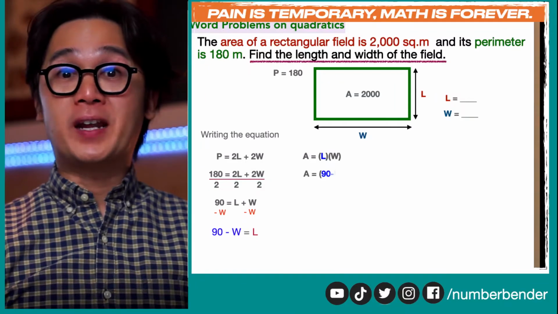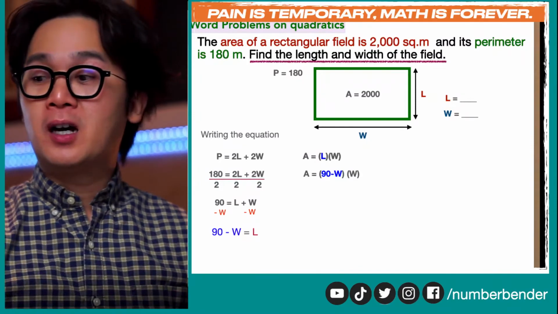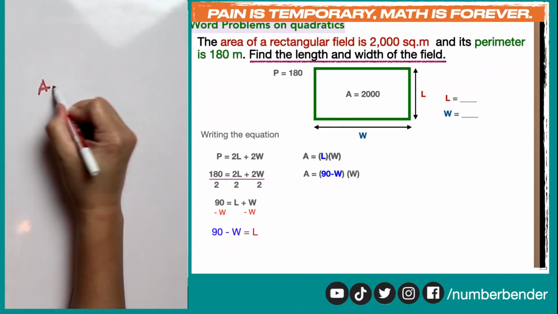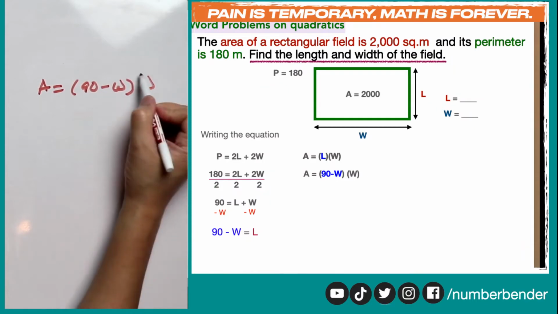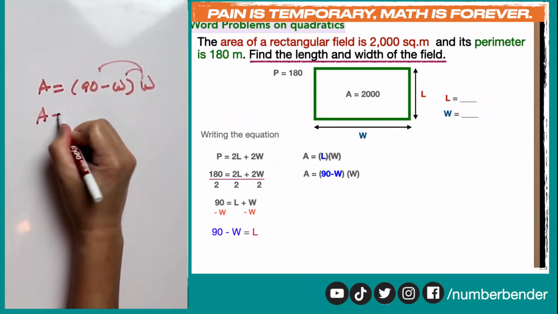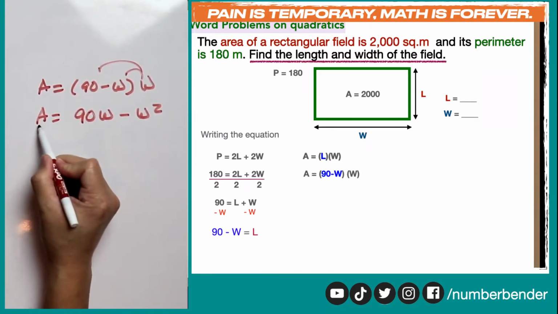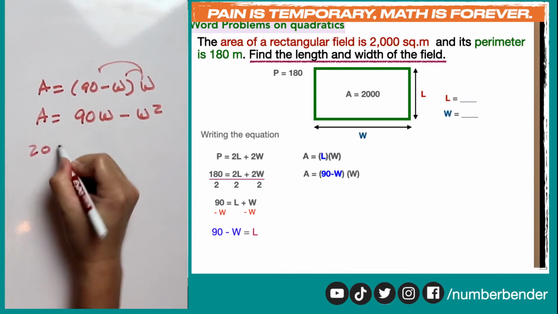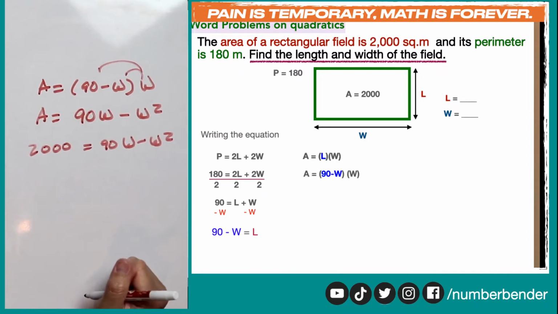So now I'm going to replace L with 90 minus W, and I'm going to manipulate my formula according to the given information that we have at hand. So now that we have A is equal to 90 minus W times W, I can distribute W, giving me 90W minus W squared. And I know that my area in this problem is given, which is 2,000 square meters. So I'm going to replace A with 2,000. And now I have my quadratic equation.